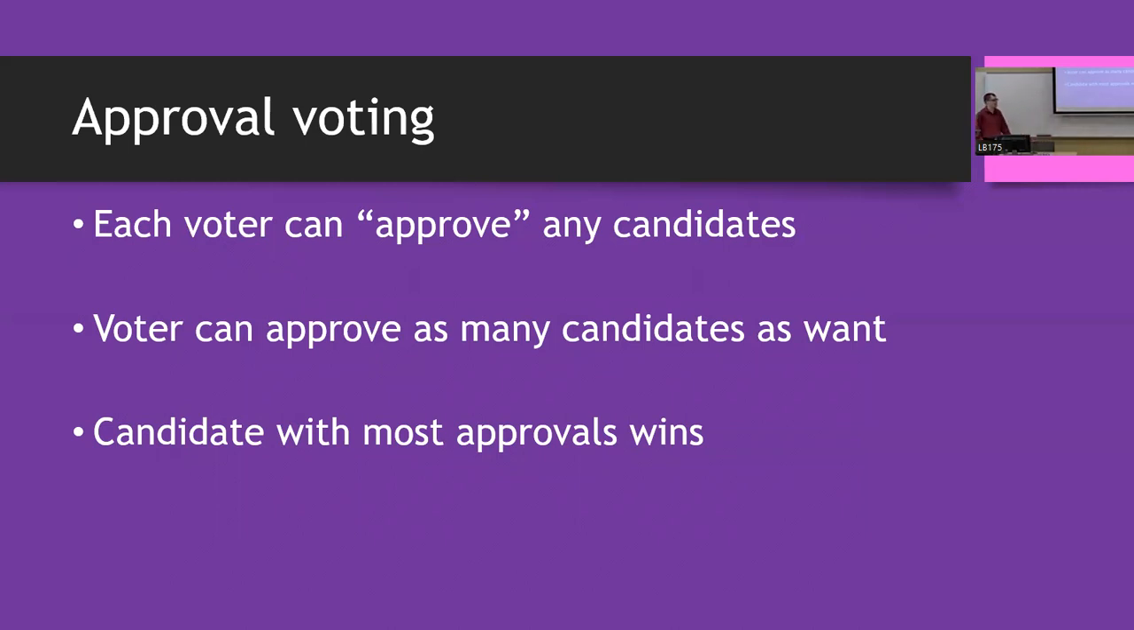Now, approval voting is kind of similar to plurality. There's a list of candidates, a voter walks in, but instead of just being able to vote for one individual, I can say I approve of individuals A and B, but I disapprove of candidate C. Does that make sense? So I can say I am okay with candidate A, I approve of candidate A, I approve of candidate B.